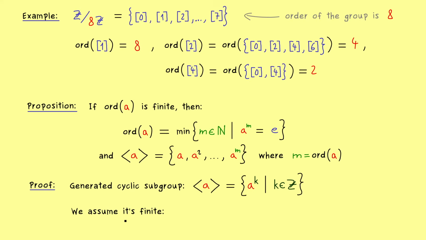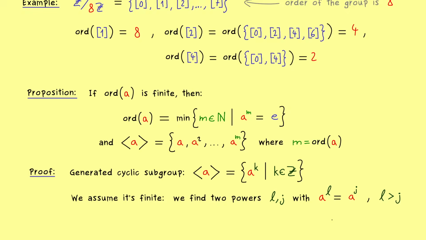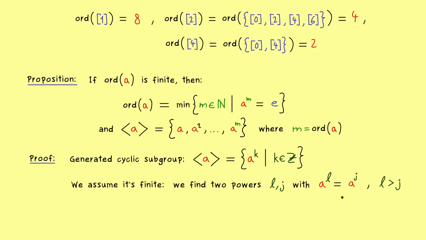And now, since we assume that we have a finite subgroup, we know that at some point there will be an overlap of two elements. So let's call the two powers with the same output, which we can definitely find, l and j. So a to the power l is the same as a to the power j, and they are not the same integers. So we can just set that l is the greater one, so l is greater than j. And then in the next step, we can just bring a to the power j to the left hand side. So in short, we can just write a to the power l minus j. And this one is now equal to our identity element e.